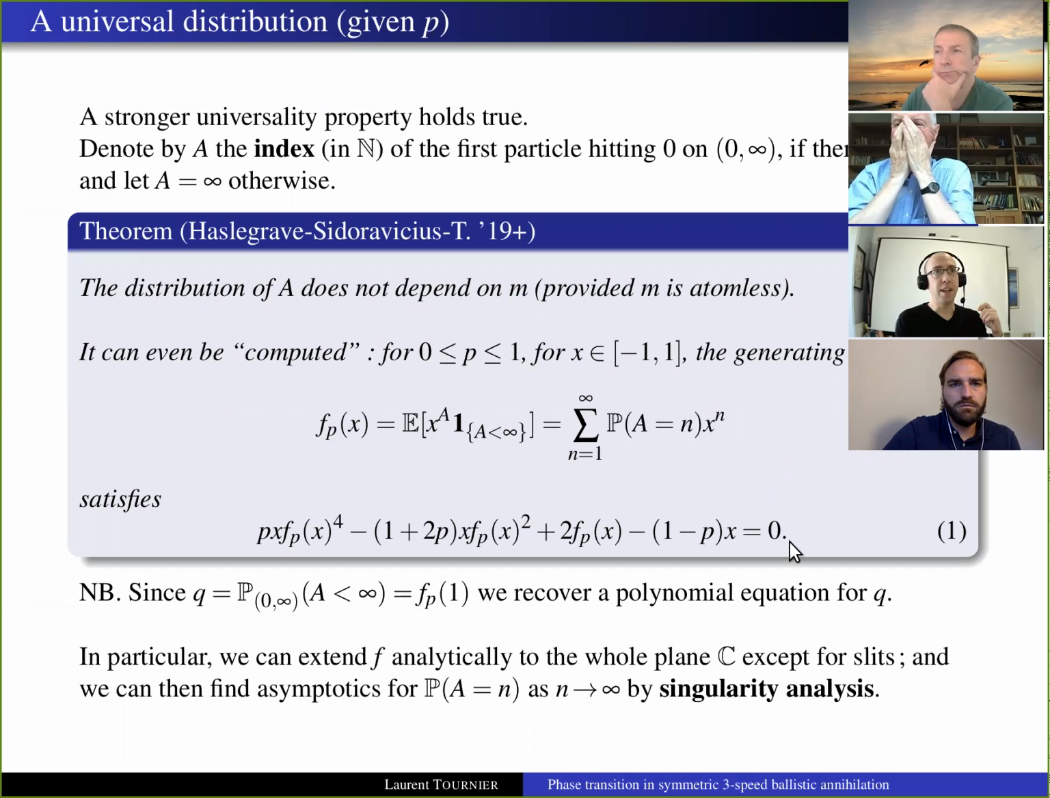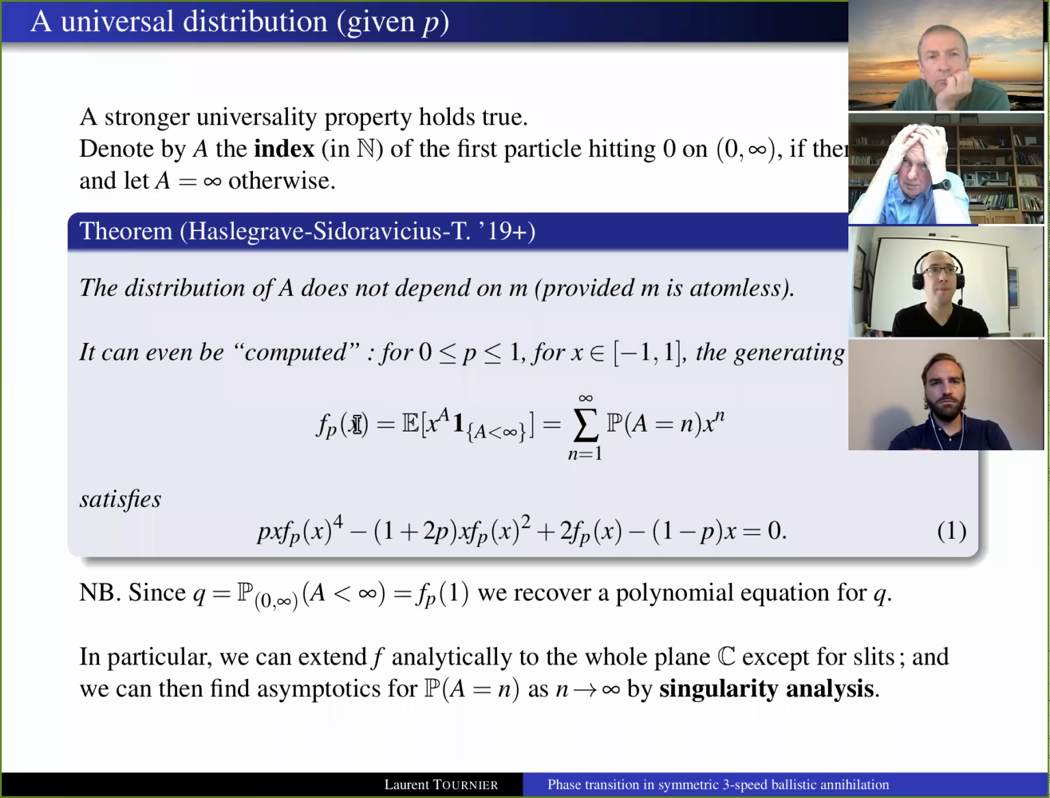Indeed, if you have this kind of equation for a generating function, then it says that this generating function can be analytically extended to some part of the complex plane. And to get asymptotics for the coefficients of the power series, you might know that it is enough to find asymptotics for this function close to the singularity. So at this point, we have to do some complex analysis.